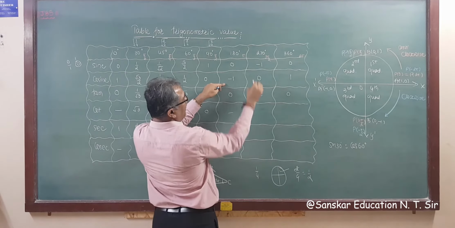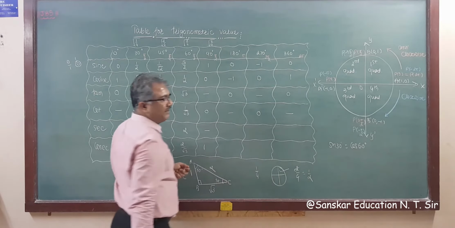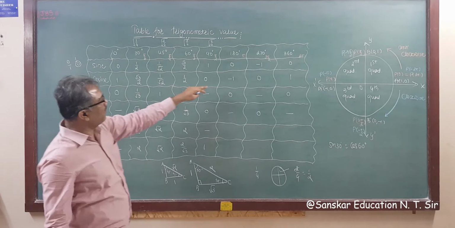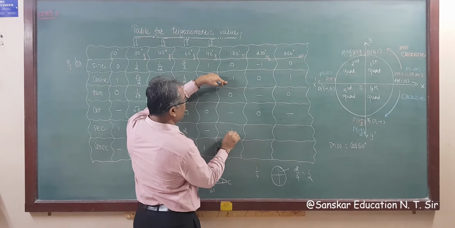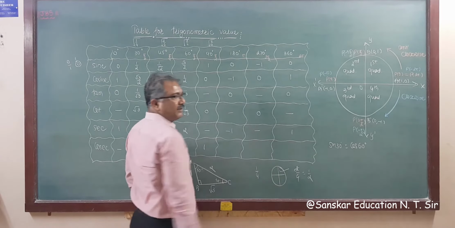This is 0 upon minus 1, so 0, and this is 1 upon 0, that is undefined, right? Similarly sec. Sec is the reciprocal of cos. 1 upon minus 1, that is minus 1. 1 upon 0, undefined, and 1 upon 1 is 1.